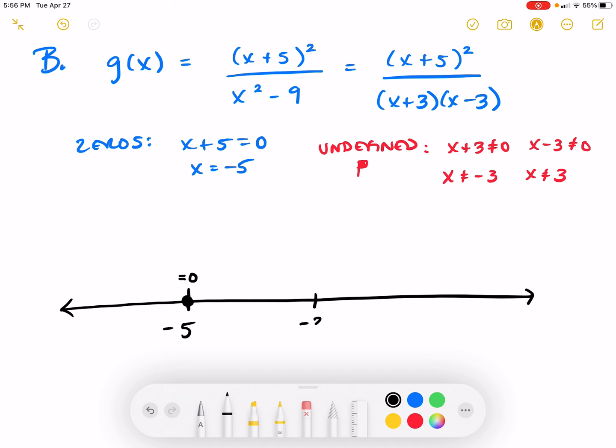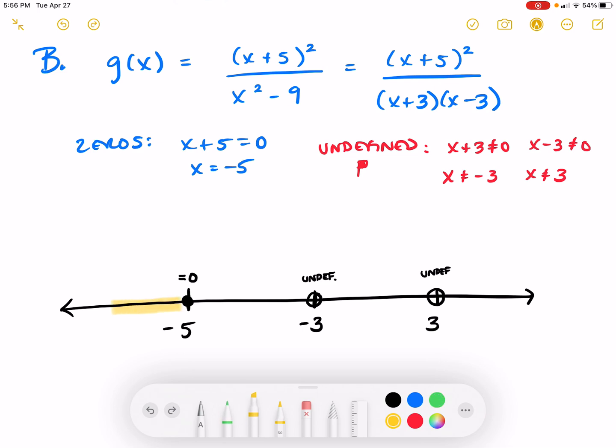At negative 3, I'm going to use an open circle because this is where the function is undefined. And at positive 3, I'm going to use an open circle because this is where the function is undefined. All right. Now our goal is to figure out what's going on between the zeros and the undefined points, and we do that by figuring out if it's positive or negative.